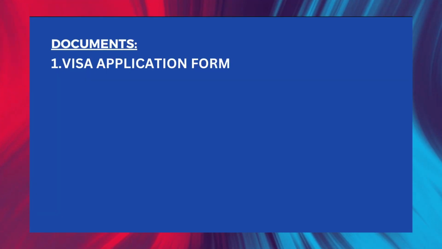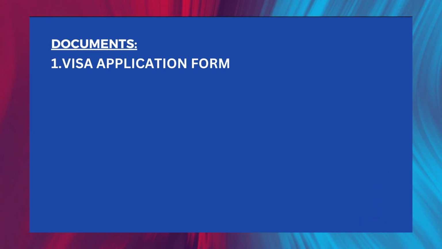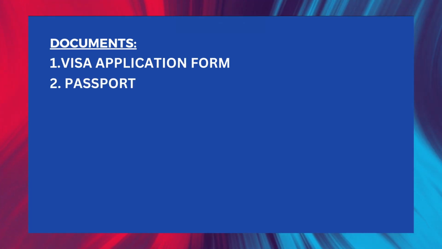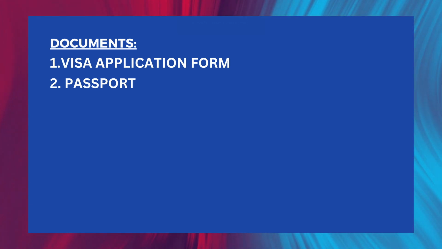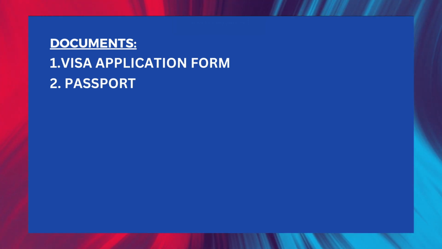You need to be very careful with this part as this might get your visa rejected. Number 1. Visa application form. You can download the form from Embassy of Czech Republic or the VFS Global website. Make sure to fill it out completely and accurately. Number 2. Passport. Your passport needs to be valid for at least 3 months after your intended departure from Schengen area. It should have at least 2 blank pages and must have been issued in the last 10 years.